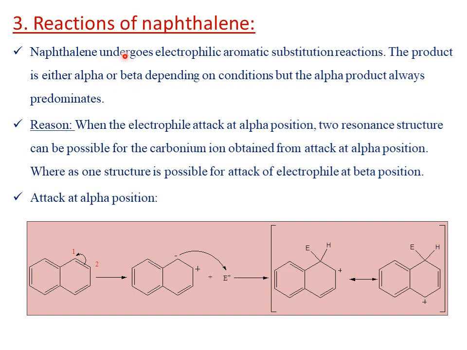The reason for alpha being the predominant product is explained by resonance structures. Suppose the attack at the alpha position occurs. The pi bond is shuffled towards the first position, making the first position negative. Then the electrophile attacks here and forms this carbonium ion. This is the first resonance structure. This carbonium ion is stabilized by shuffling this pi bond towards this position, and the fourth carbon also gets a positive charge. This is the second resonance structure. So how many resonance structures do we observe for alpha attack? Always 2.